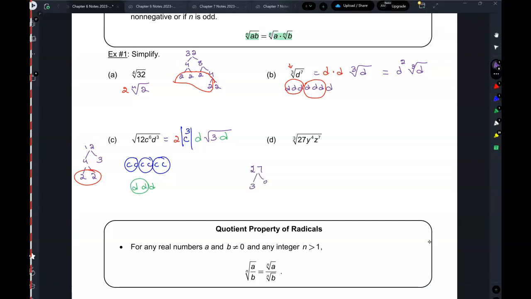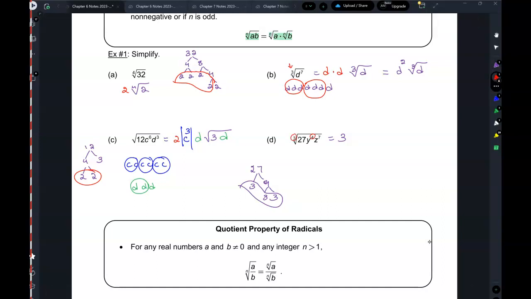So I get 3 times 9, 3 times 3. Okay. So do you see here? This is a cube root. I'm going to group by 3s. So the 3 comes out. Okay, now look at the y. I have a 4, I have a 3.